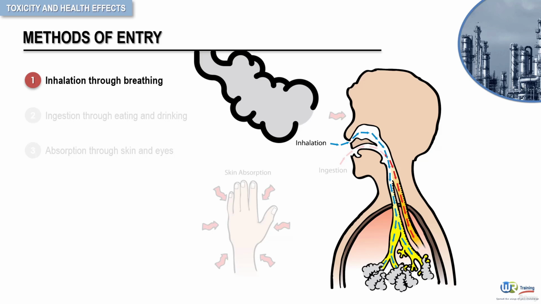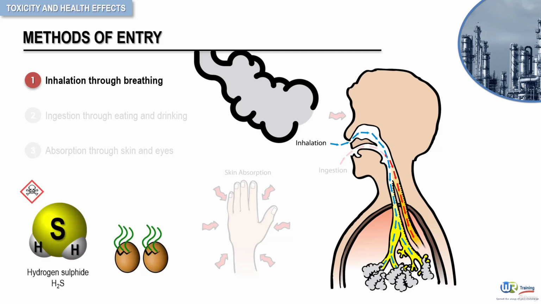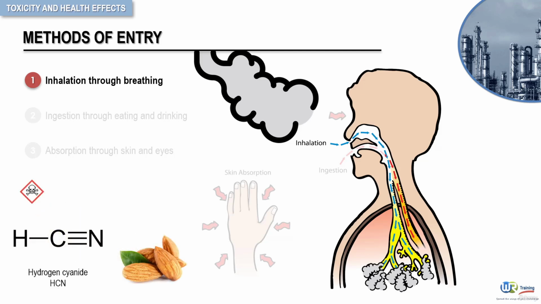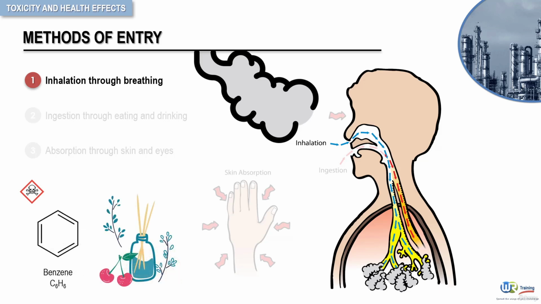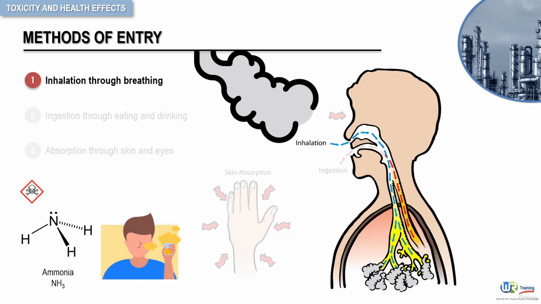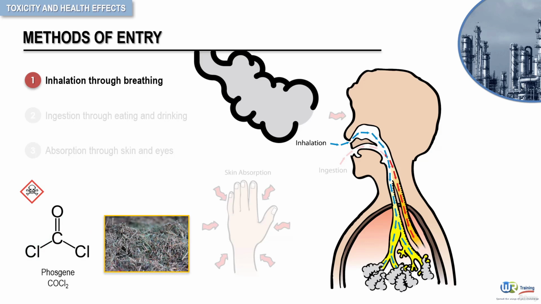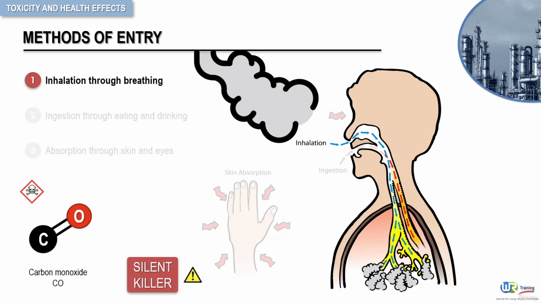For example, rotten egg smell of hydrogen sulfide, bitter almond smell of hydrogen cyanide, aromatic smell of benzene, pungent urine smell of ammonia, pungent and piercing smell of chlorine, and suffocating odor like musty hay of phosgene. On the other hand, some hazardous gases are odorless and colorless, and they can kill a person instantly without warning. Examples are carbon monoxide, inert atmospheres of nitrogen, and carbon dioxide.